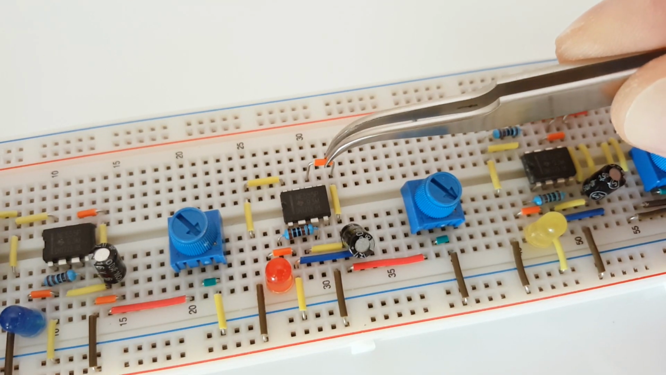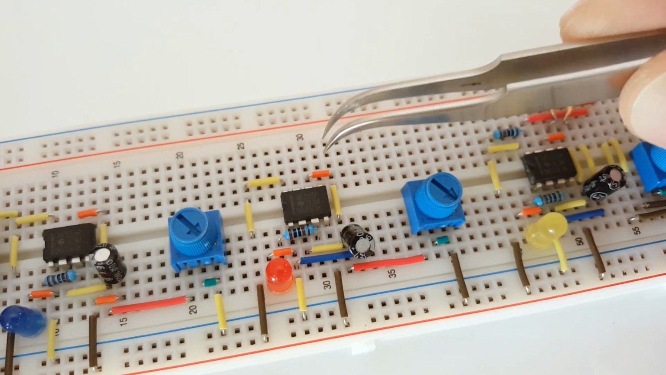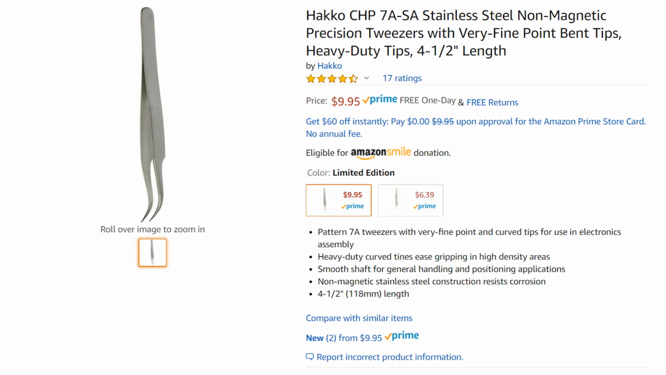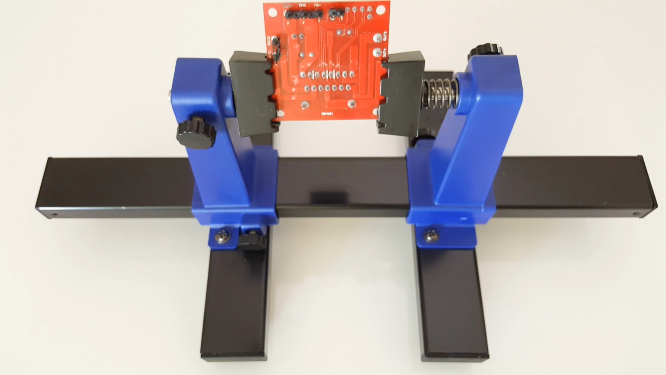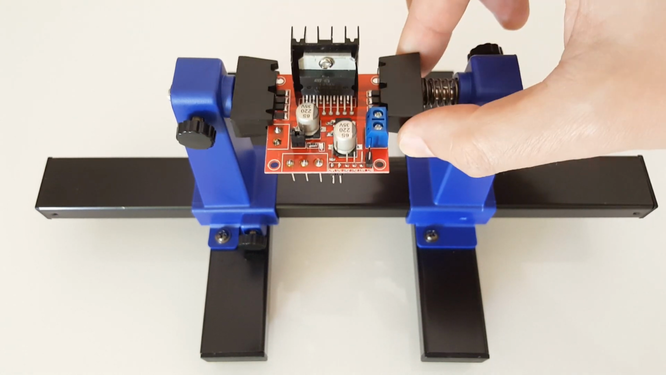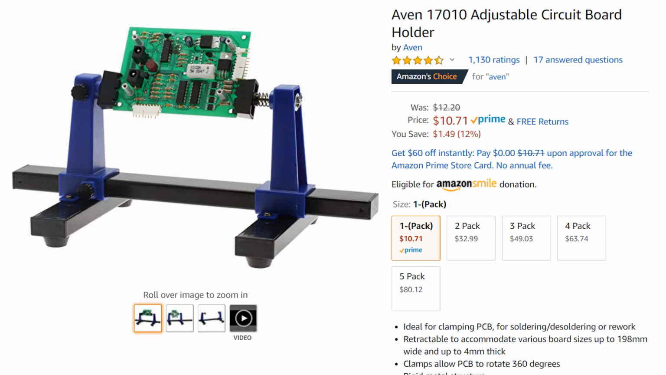Tweezers are also another overlook in terms of quality. Make sure to buy one that is non-magnetic and from a good brand. This one so far works perfectly for me. When soldering circuit boards, you need some kind of holder. I tried this one and I'm happy with it. I like that it's sturdy and you can turn the board as needed. It's also not that expensive.